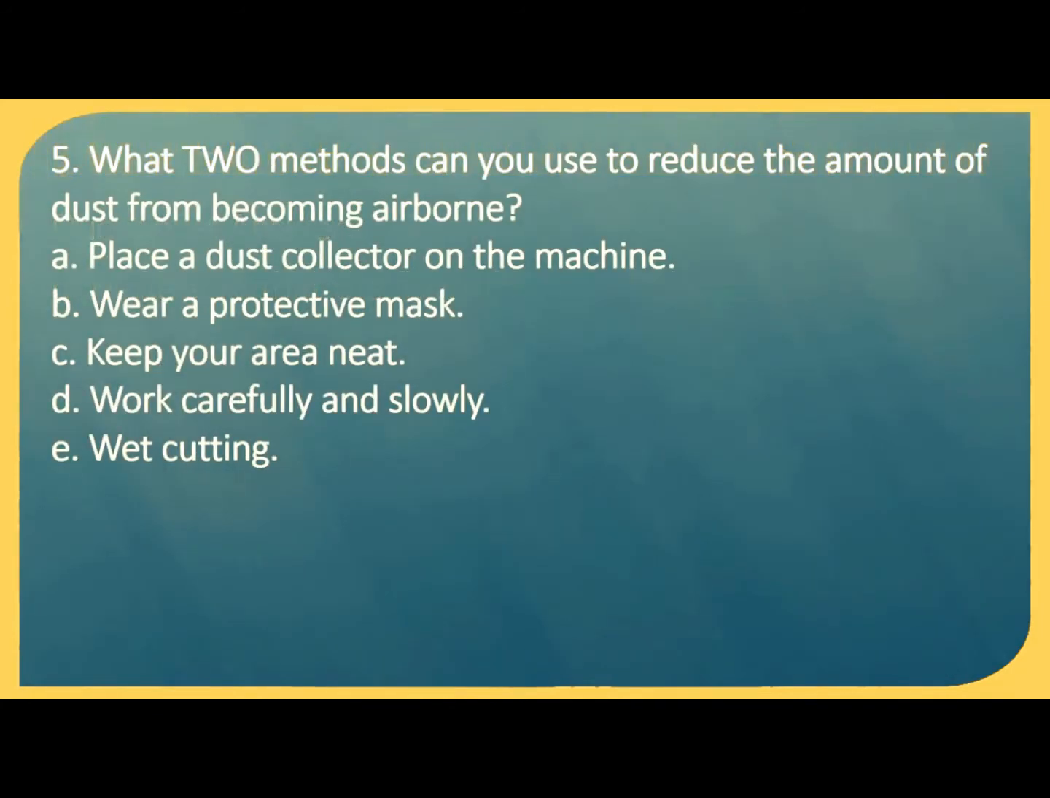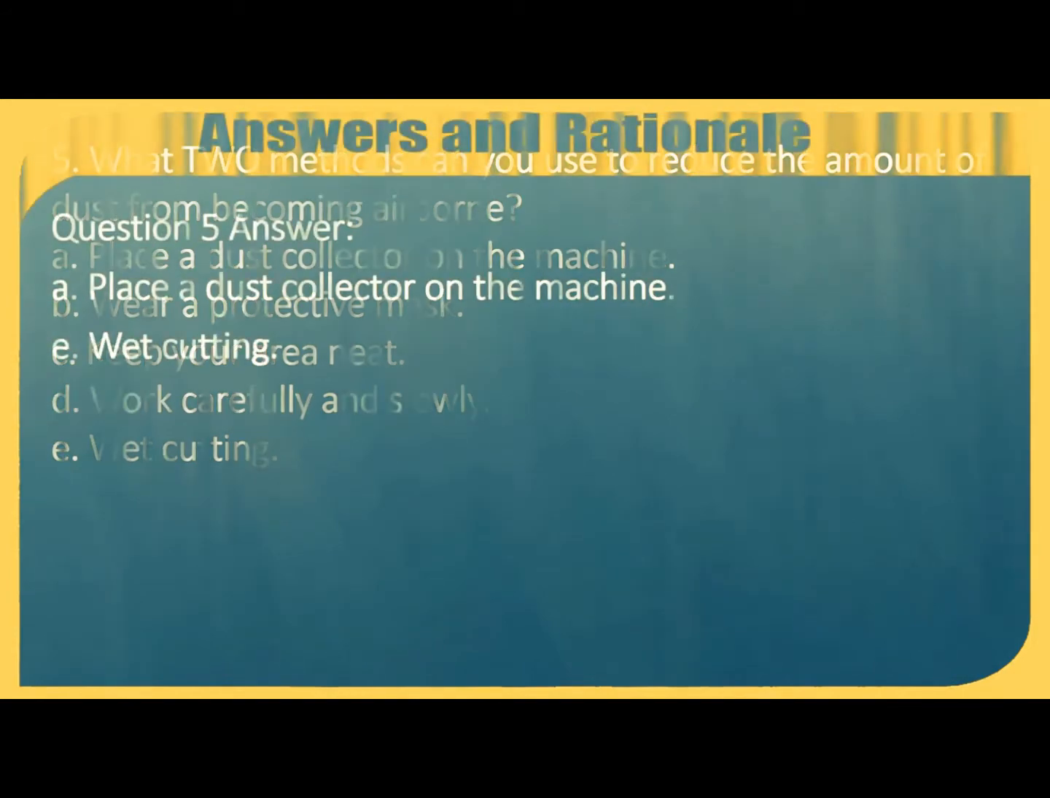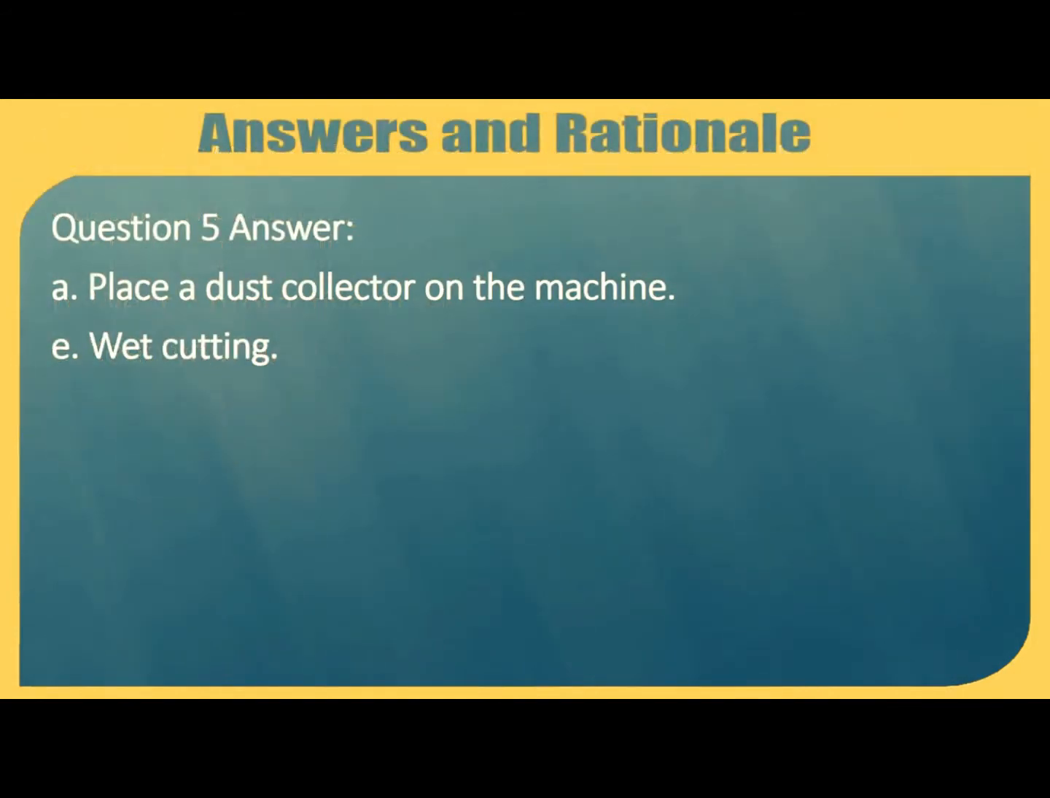Question 5. What 2 methods can you use to reduce the amount of dust from becoming airborne? A. Place a dust collector on the machine. B. Wear a protective mask. C. Keep your area neat. D. Work carefully and slowly. E. Wet cutting. Question 5. Answer: A. Place a dust collector on the machine.